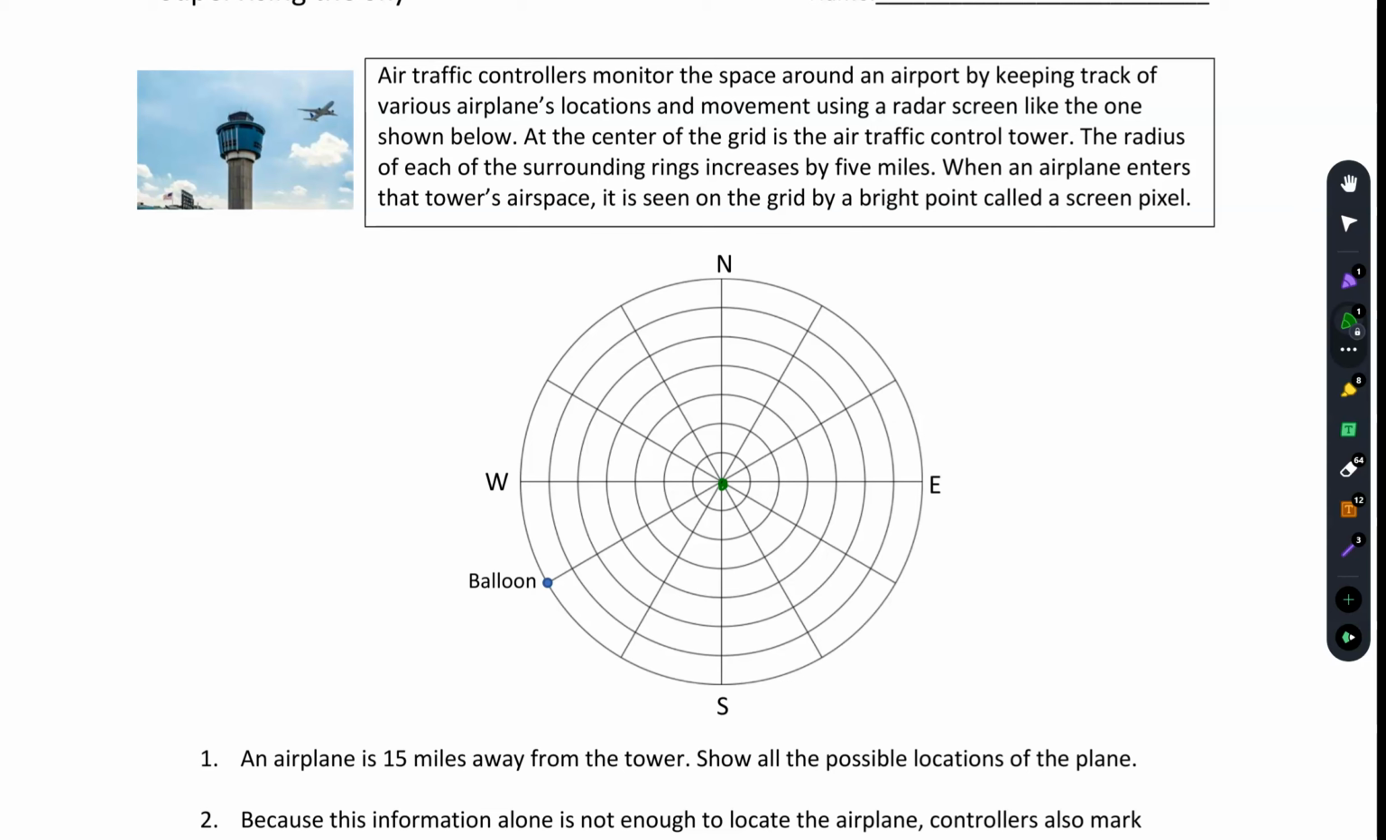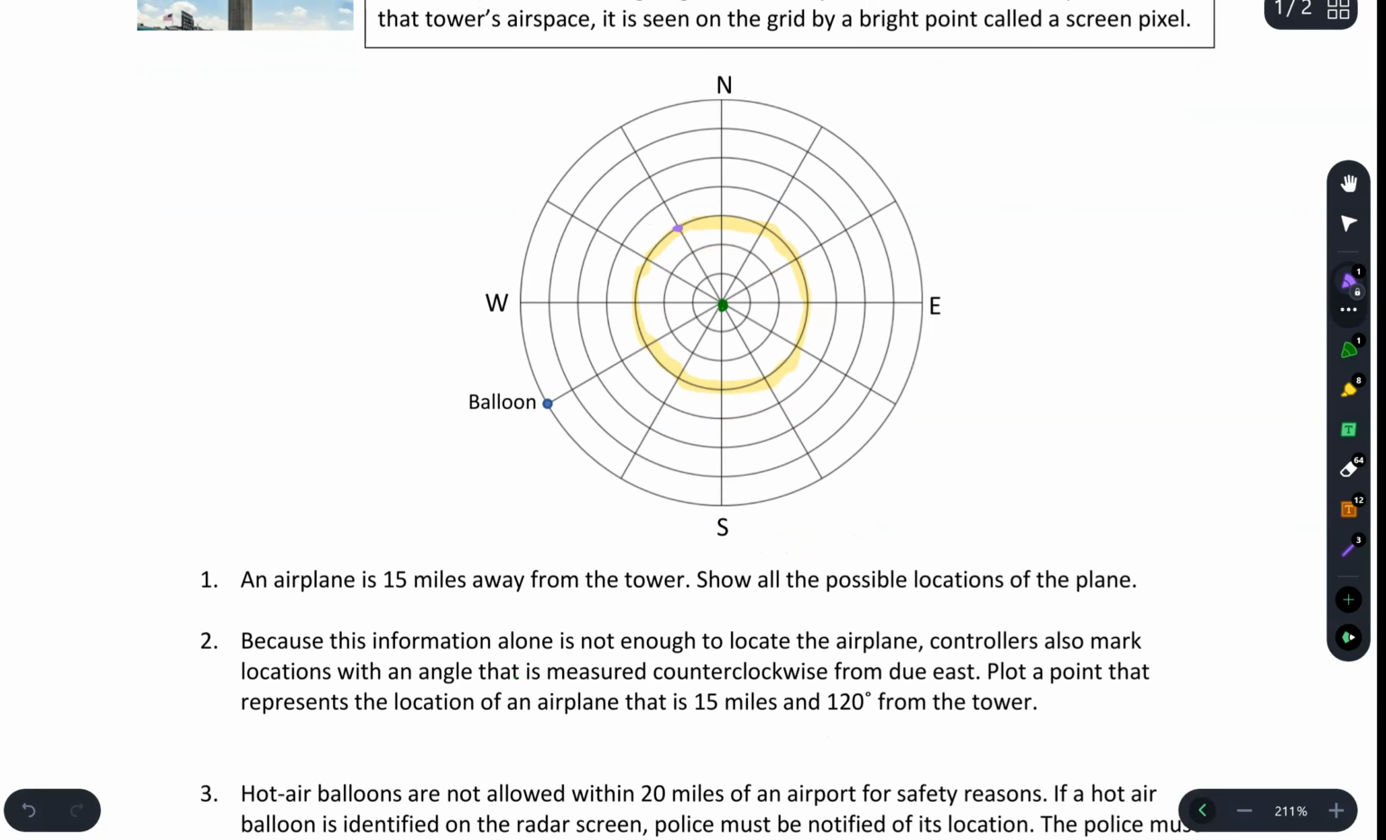Alright, so 15 miles away, so one ring is 5, so it's 5, 10, so 15. So I'm going to get that highlighter, I might be able to do that a little better. 5, 10, 15, like this. So these are going to be 15 miles away. So on that ring somewhere, we will be 15 miles away. So my radius here, we would say R is going to be equal to 15.